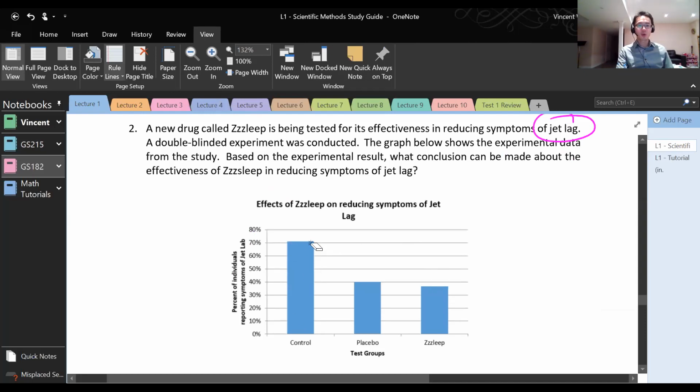So here we have the control group. These are people who are not taking the pills. And as you can see, 70% of the people in this group experience symptoms of jet lag.